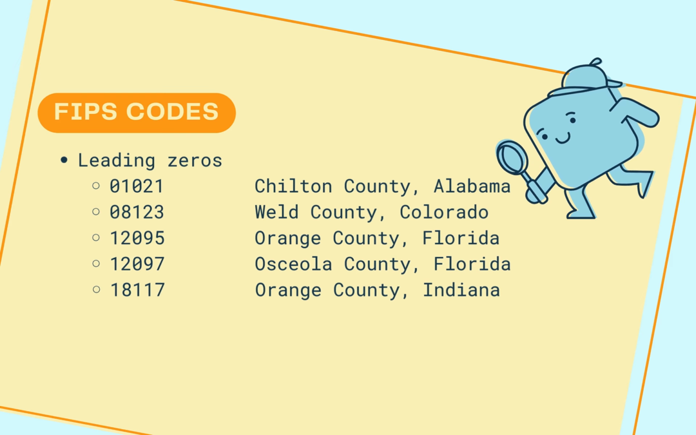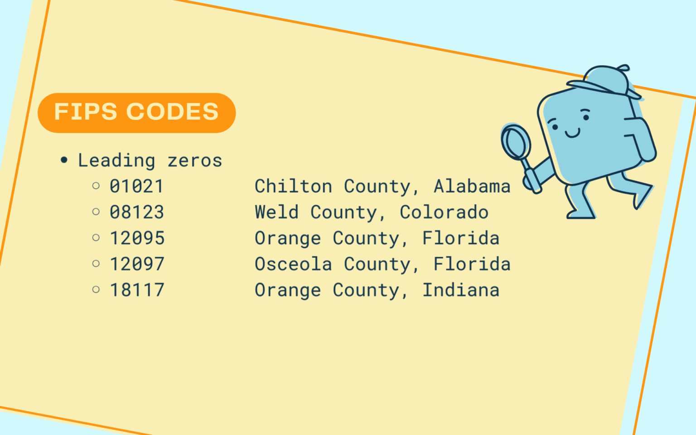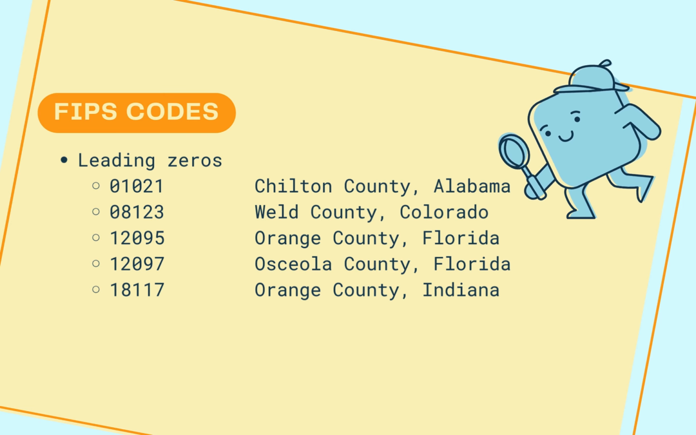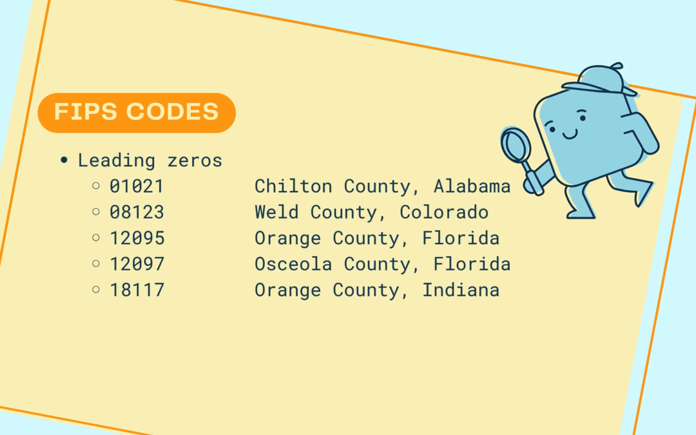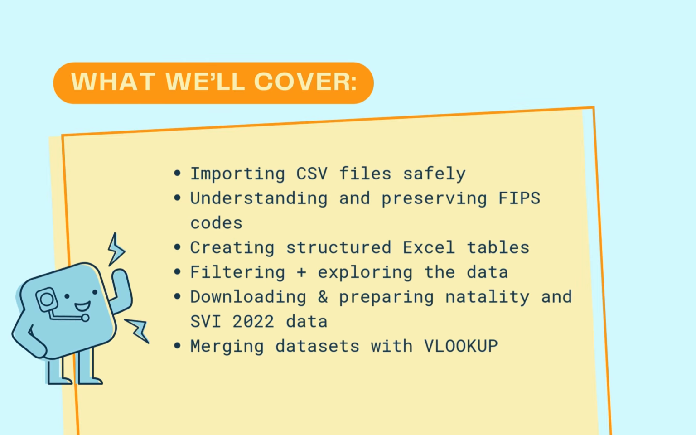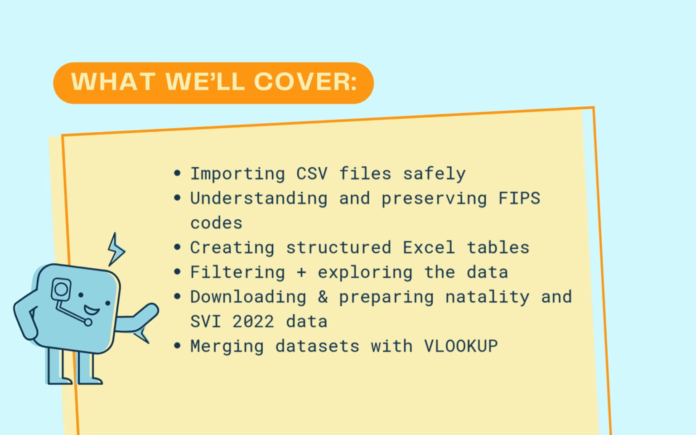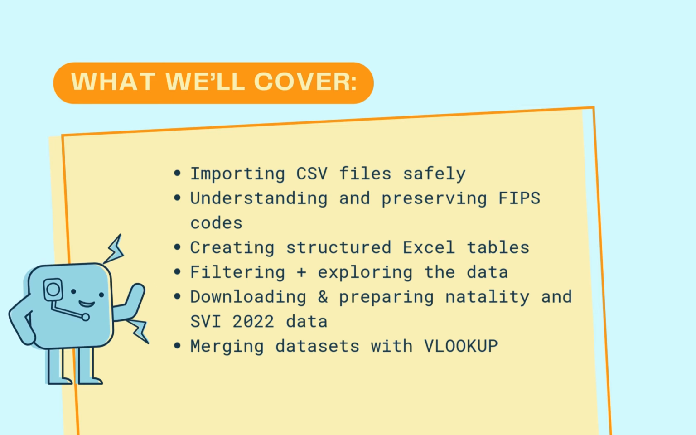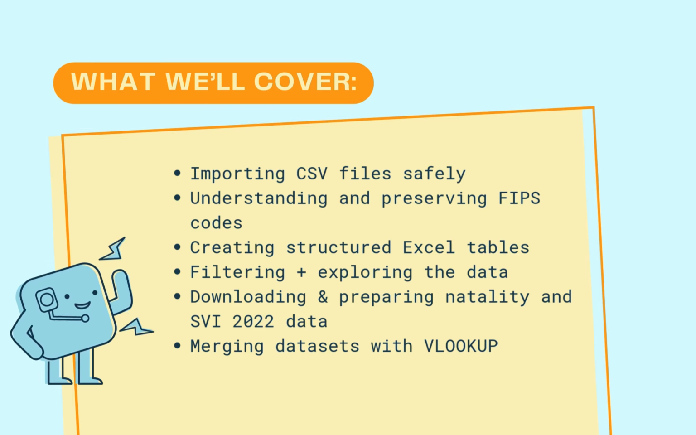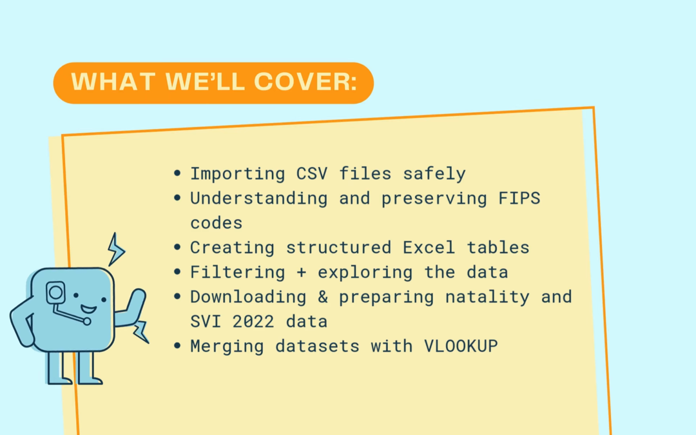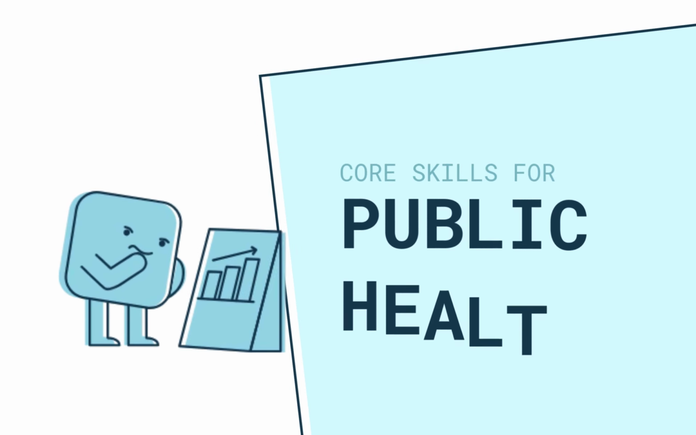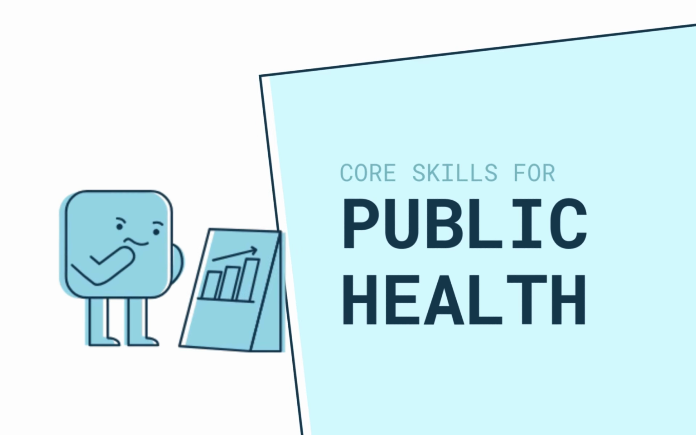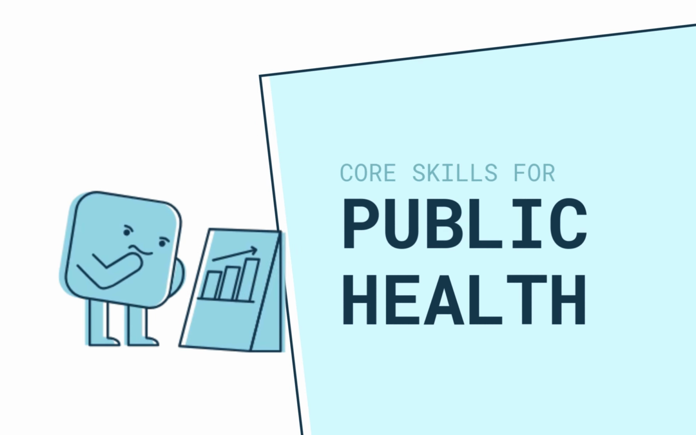Some of these codes start with a 0, and that's where Excel tends to cause trouble, because Excel drops leading zeros automatically. So one of the first skills we'll practice today is how to preserve those codes. The focus of this video isn't analysis yet. Instead, we're going to cover the data management steps you'll use all the time, such as fixing FIPS codes, creating structured tables in Excel, filtering and sorting tables, and merging datasets using VLOOKUP. These are core skills you'll rely on in almost any epidemiologic or public health analysis.